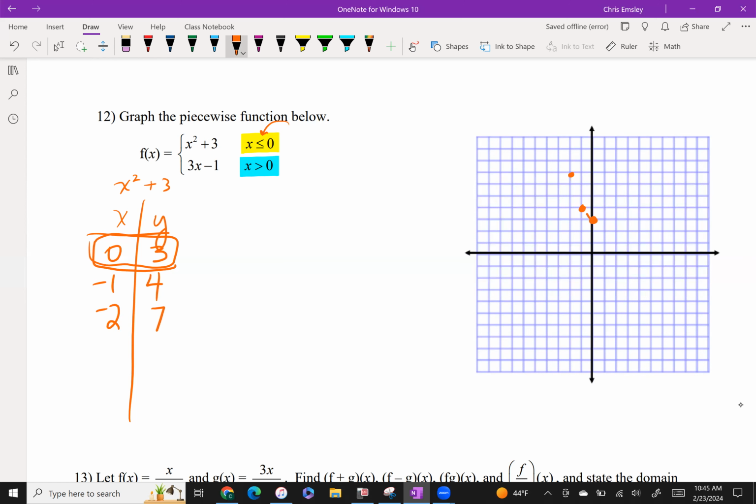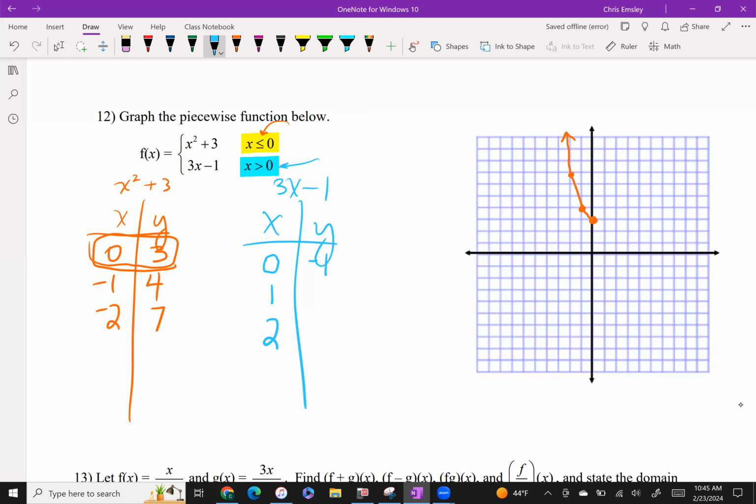We do have an endpoint on one side because of the piecewise function, and it keeps going to the right. And then we need another t-table for 3x minus 1. And this is for x greater than 0. Now, even though it's strictly greater than, we do include 0 here because we need to have an open circle at that endpoint to show what happens as the graph goes all the way up to 0, even though it isn't included there. So if we plug in 0 to 3x minus 1, we get negative 1.